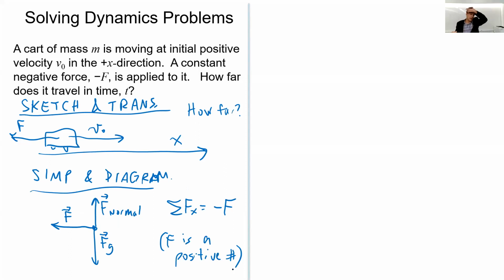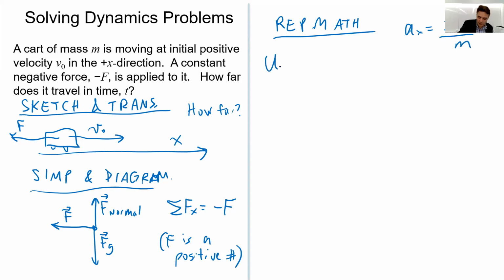And I'm saying that there's a negative x direction. So negative 1 times that positive number is the x forces. So mathematically, that's when you write out your Newton's second law: a sub x is equal to the sum of the forces divided by m. Again, we're going to use x equals x0 plus v0t plus 1/2 a sub x times t squared.